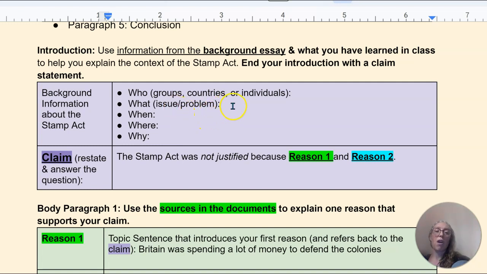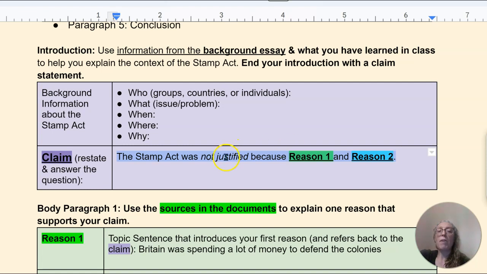What was the issue or the problem? You could talk about the debts from the war that led to the Stamp Act. You don't want to spend too much time on representation here. And then you have your claim. For your introduction, the last sentence in introduction must be your claim.